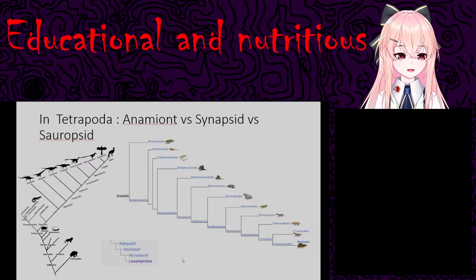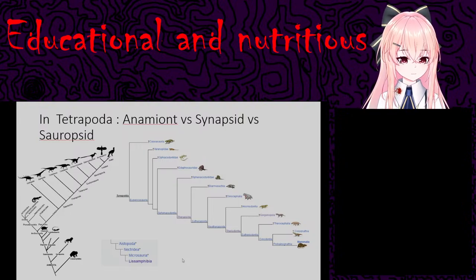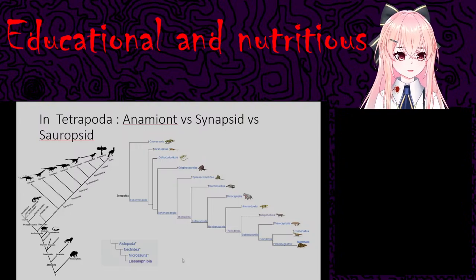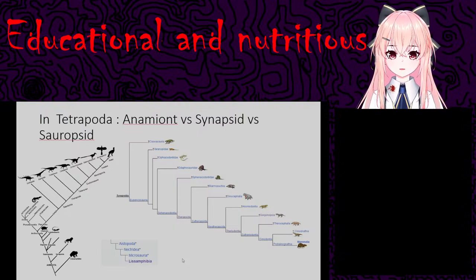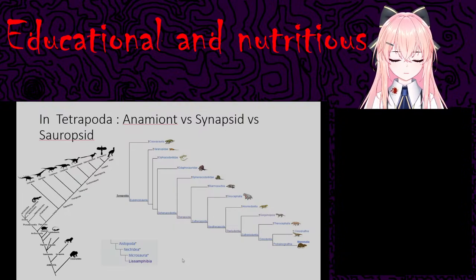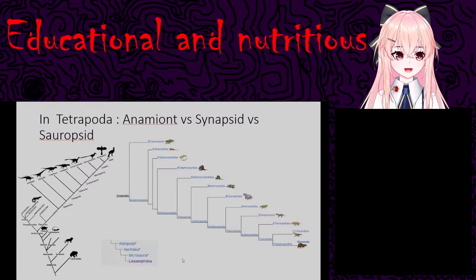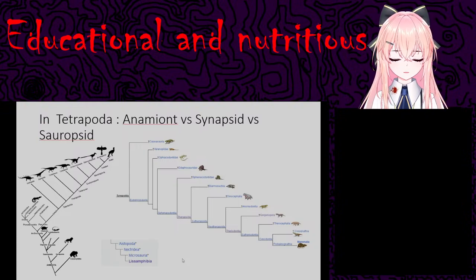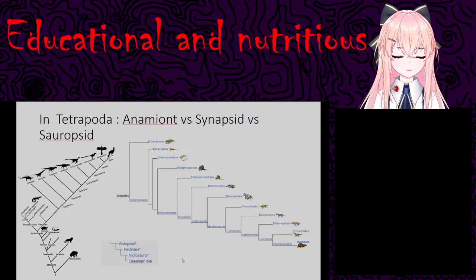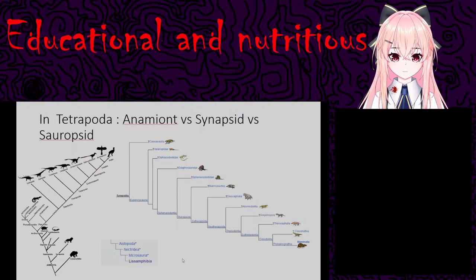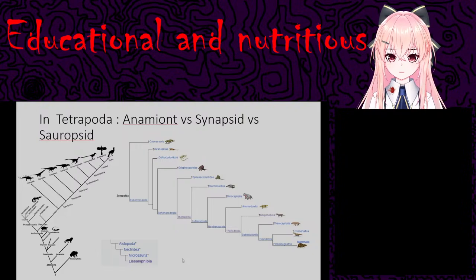But we have the lissamphibians. And they are very important because they are pretty fragile. They have conquered the world. There are frogs and toads and newts and salamanders pretty much everywhere in the world. Some have chosen very, very weird strategies in order to live, which I find really cool. However, when it comes to anamniotes, they are really fragile right now.